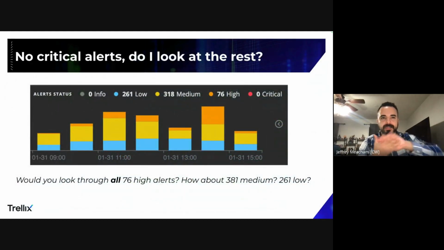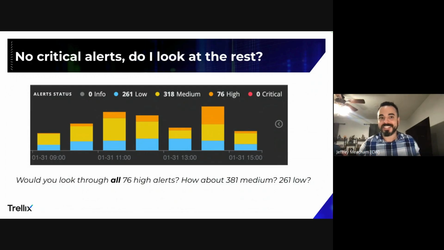So to begin, let's go ahead and take a step back and think like an analyst for a second. Imagine your dashboard looks like this. You've got no critical alerts at the moment, which sounds like good news. But if you take a look at this, we still have 76 high alerts, 318 medium, and 261 with a low severity score just sitting there.